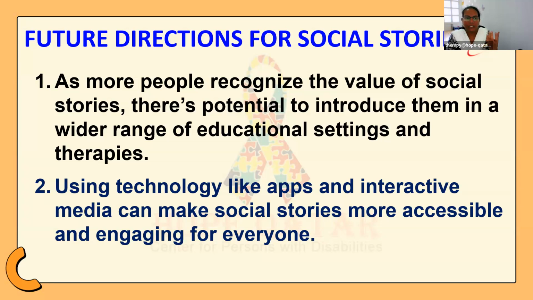You can use technology like apps and interactive media to make social stories more accessible and engaging for everyone. You can create a social story on the tab, add audio for it and play the story, so the child will listen to it. The child likes animations, moving objects and all. So the child will try to grasp it, understand it, and look at what is happening in the picture. That also enhances the development of the child.